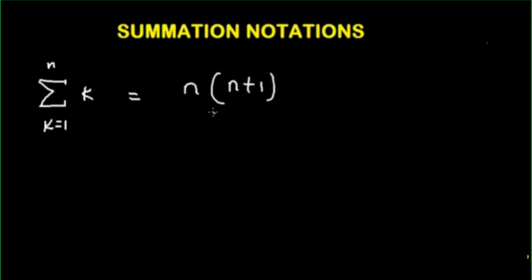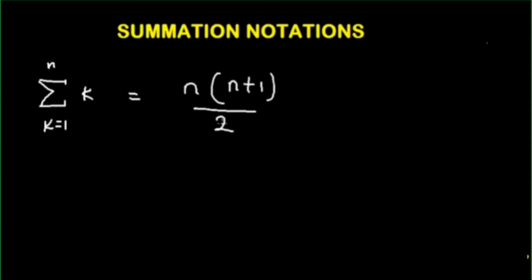Alright, so suppose you now have a summation like this, stopping at n and starting from 1, and you have just a single series. It is equal to n into n plus 1 over 2.